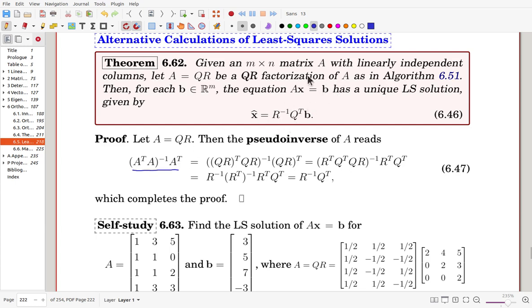Now A is QR, and Q has the property that Q transpose Q is the identity. By using this property, we can simplify the pseudo inverse: QR transpose QR, whole thing inverse, times QR transpose, and simplify. Just using this property, we try to get the pseudo inverse of A. Then we reach this one.